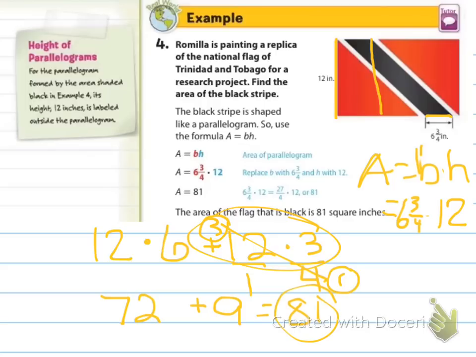You have to reach back in your memory and remember how we used to do the distributive property. Otherwise, you can make this into an improper fraction and then multiply times 12. That's also an option. It says height of parallelograms. For the parallelogram formed by the area shaded black in example 4, its height is 12 inches, as labeled on the outside of the parallelogram. So it's all the way over here that you see it.